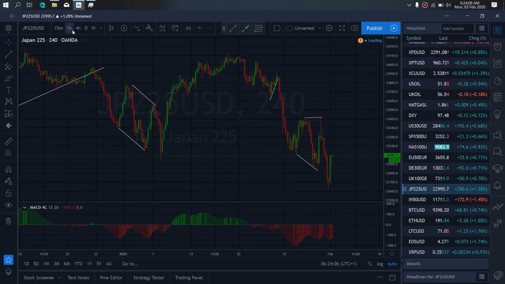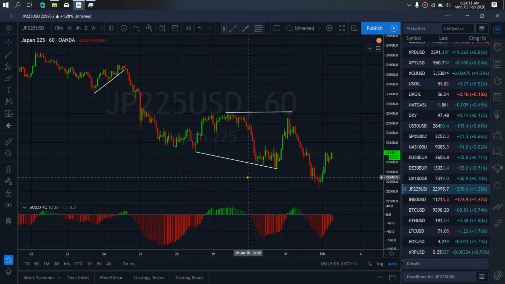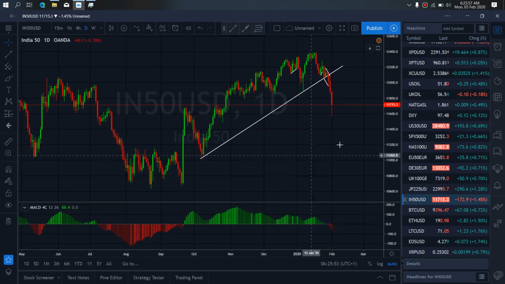So if we zoom to the 1 hour time frame, we want to watch first for this flat and one more spike upside. This is what to watch out for before we wait. Next, India 50 Nifty for this week.